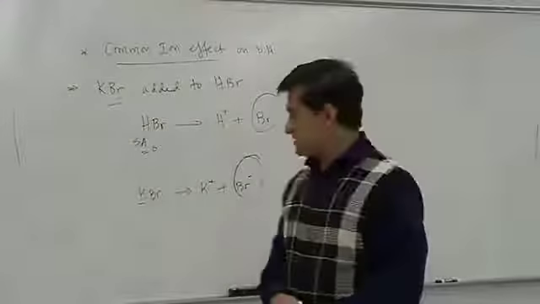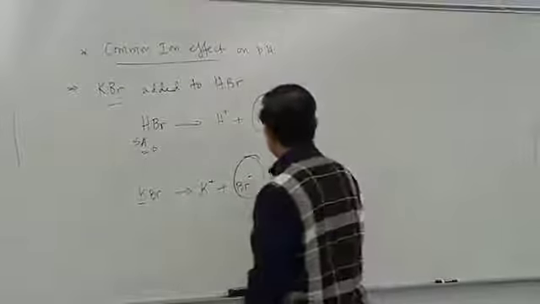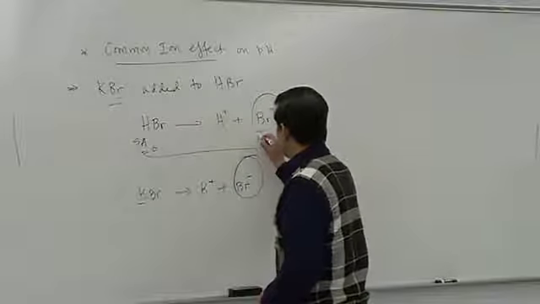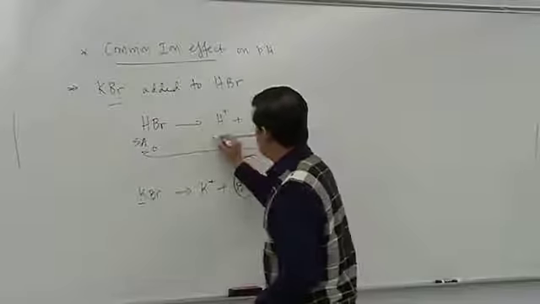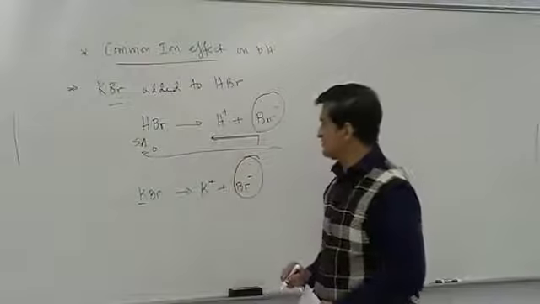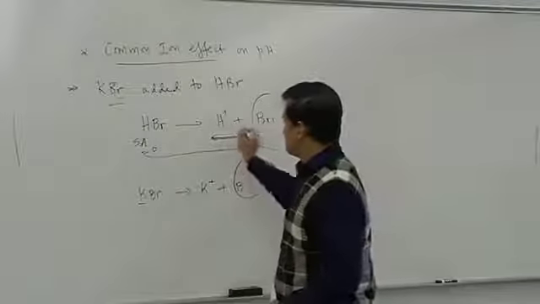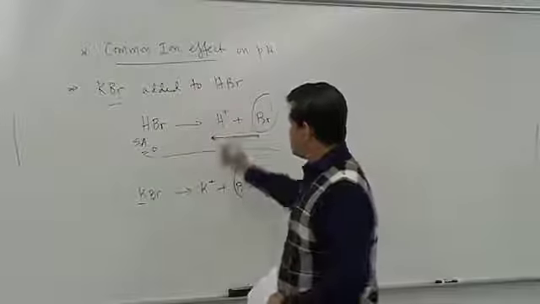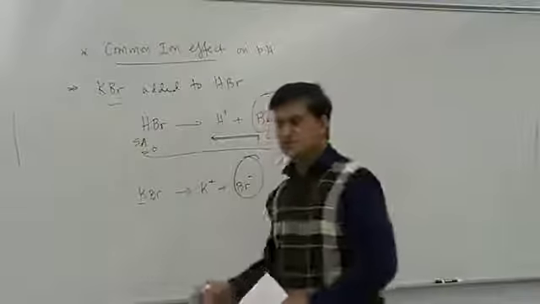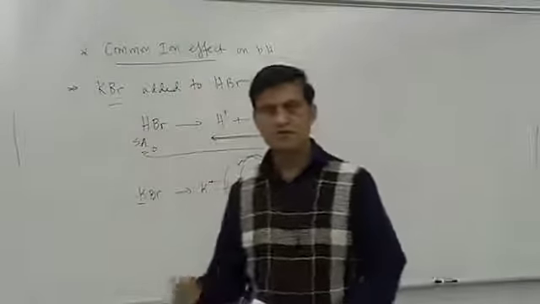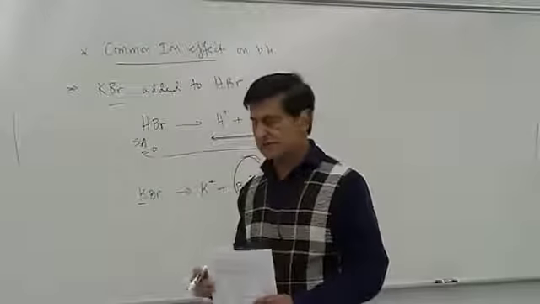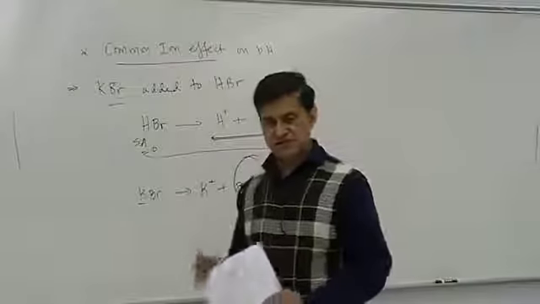How is it going to affect? Normally you'd think that since in this particular case Br minus is increased, that should move the equilibrium to the left, from right to the left. And some of these H plus is going to combine and you get HBr. If that happens, H plus concentration is going to decrease, or OH concentration is going to increase, and pH should go up if that happens. But that's not the case.